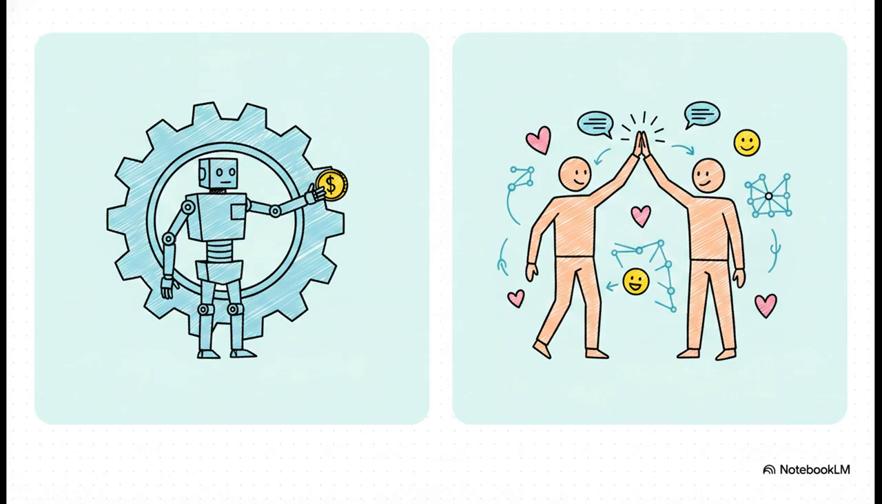Classical theory assumed workers were strictly rational and motivated only by money within this rigid, formal structure. But the neoclassical theory, spearheaded by thinkers like Elton Mayo, completely flipped the script. He introduced the concept of the social man.